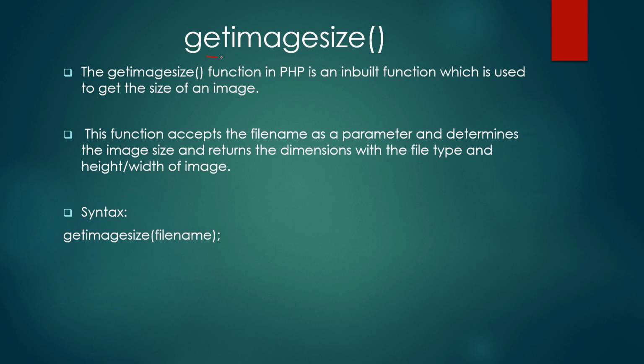Okay, getimagesize. The getimagesize function in PHP is an inbuilt function which is used to get the size of an image. It will return the size of an image in bytes. This function accepts the file name as a parameter, determines the image size, and returns the dimensions with the file type and the height and width of the image. The syntax is very easy. It takes the parameter file name, that is the name of the file.